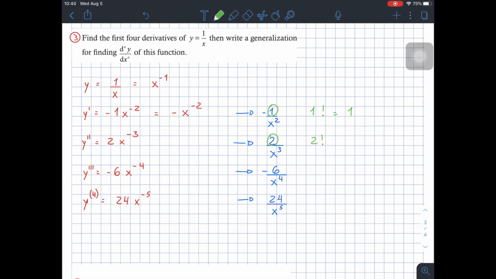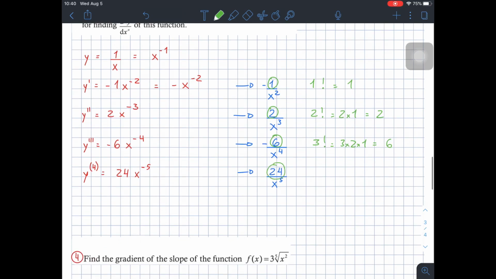Factorial means doing, if I want to find 2 factorial, it's 2 times 1, right? And this is 2. Then for this number, this could be 3 factorial, right? Remember 3 factorial is 3 times 2 times 1, and this is 6. And finally, this number should be 4 factorial. Let's see, this is 4 times 3 times 2 times 1. This is 6 times 4, which is 24, okay?